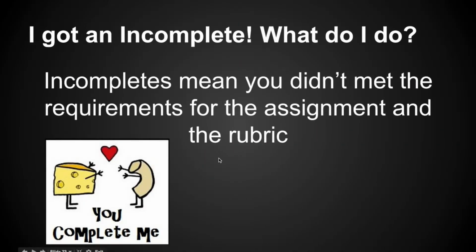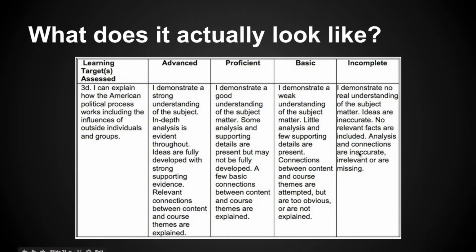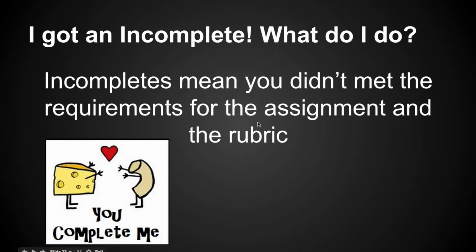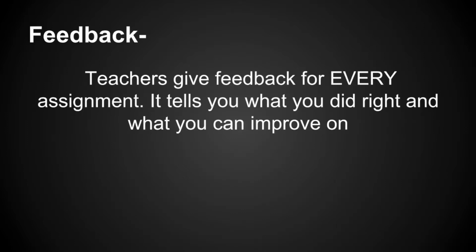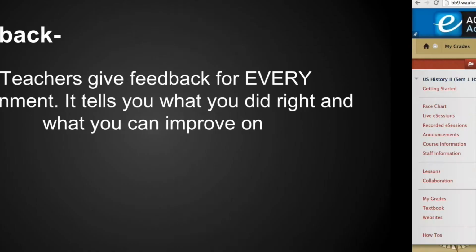So what happens when you get an incomplete? Because a lot of times, as we've noticed before, there is an incomplete area. Well, incompletes mean you didn't meet the requirements for the assignment and for that rubric specifically. So you can't be like the glorious mac and cheese. And assignments marked incomplete can and should be redone. Now you might want to ask how. Really the first thing, you should contact your teacher, because teachers give you feedback about every assignment. It tells you what you did and what you didn't do and things you can improve on.